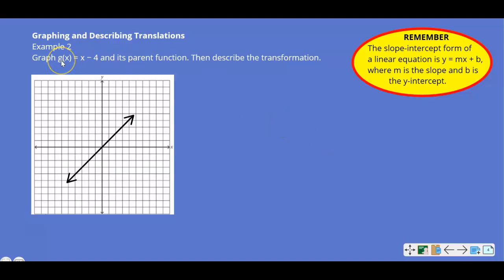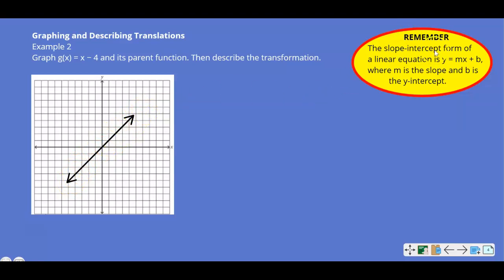Example 2 says graph g of x equals x minus 4 and its parent function. Then describe the transformation. All right, so remember the parent function is f of x equals x, so it just has a slope of 1 and it goes through the origin. So this would be the graph of the parent function.